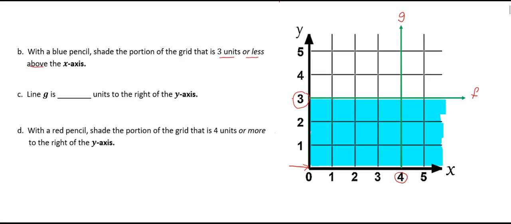So everything in this shaded section would be 3 units or less away from that x-axis. Part C says line G is blank units to the right of the y-axis. So if I look at line G, how far away from the y-axis is line G? It's 4 units away from the y-axis. So it's 4 units to the right of the y-axis.